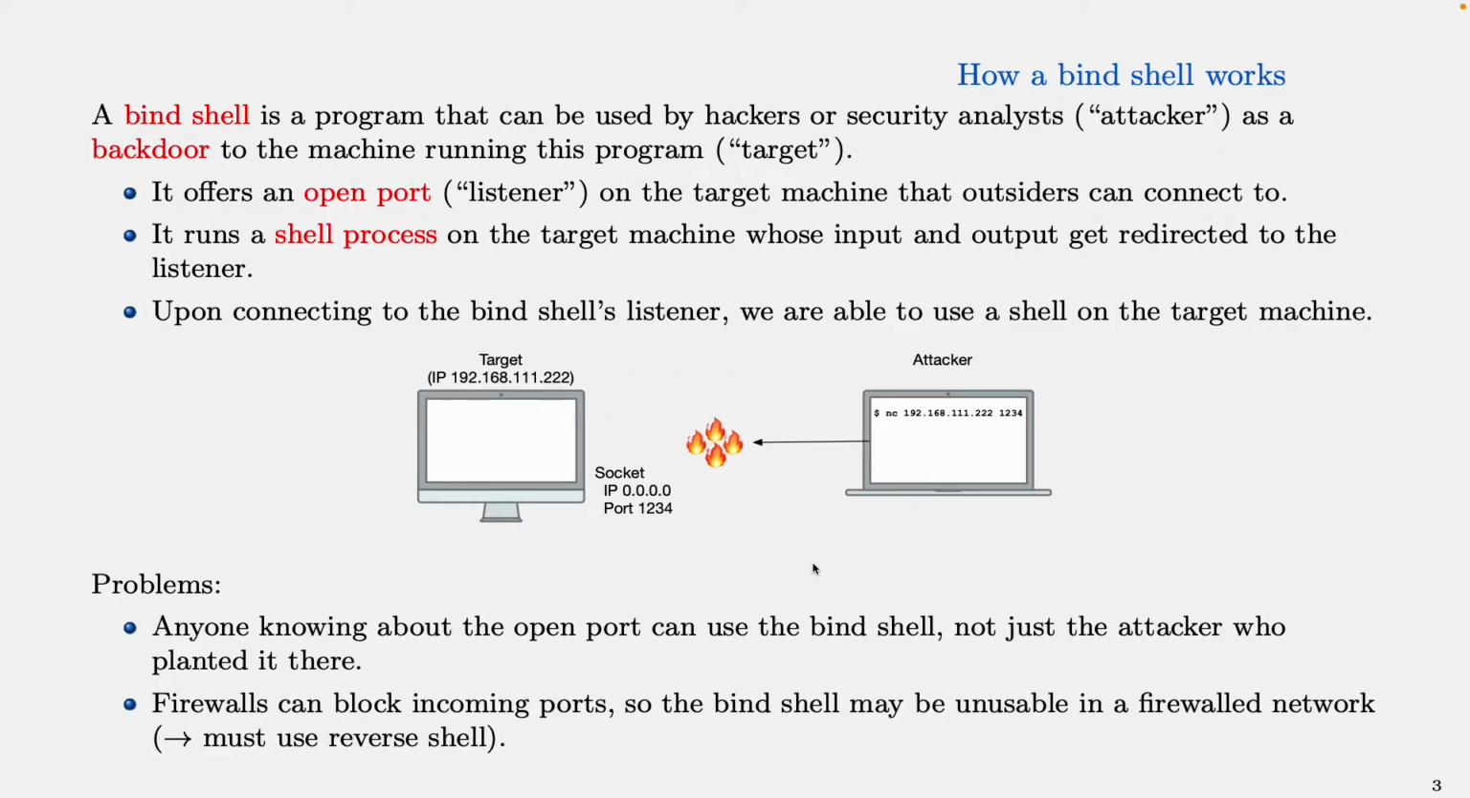Another problem is that if the target network is protected by a firewall, it might be that incoming ports are blocked, so that we cannot connect to the bind shell from outside the target's network. And if this is the case, we must use a reverse shell, or can at least try to use one, which, as the name suggests, goes the other way around, which lets the target connect back to our attacking machine rather than us connecting to the target. And this is more likely to work because firewalls usually only block incoming ports, but outgoing ports are fine. So a reverse shell has a greater chance of success. And reverse shells will be the topic of the third video in this series.